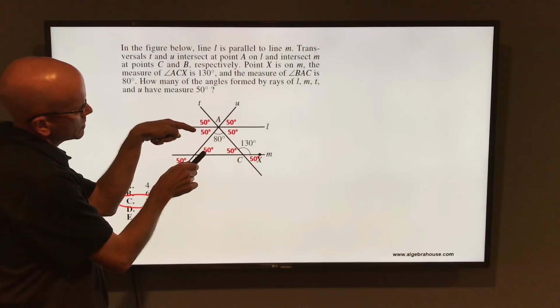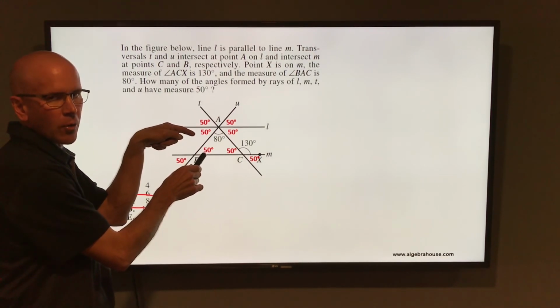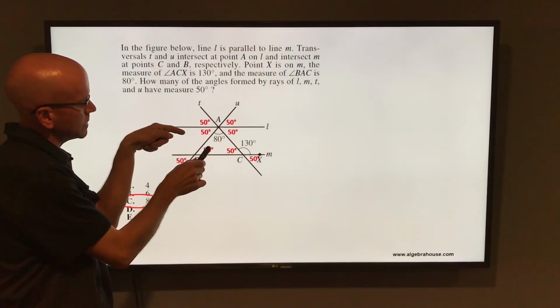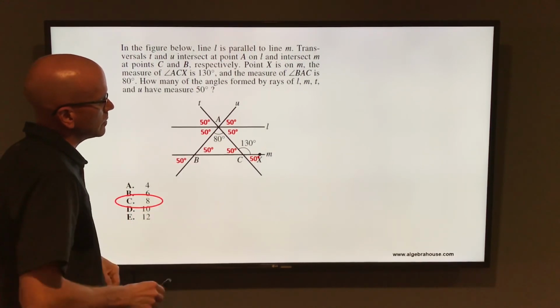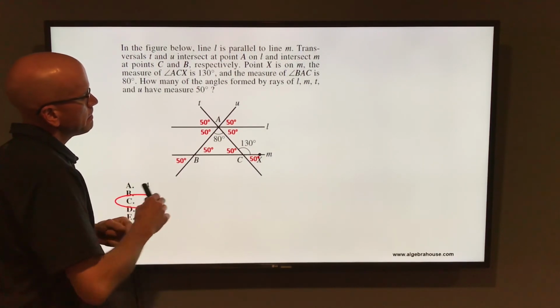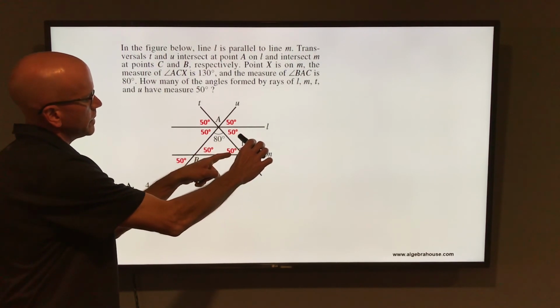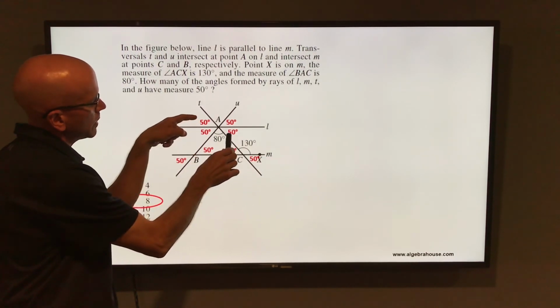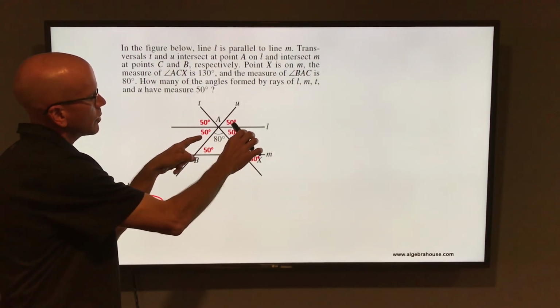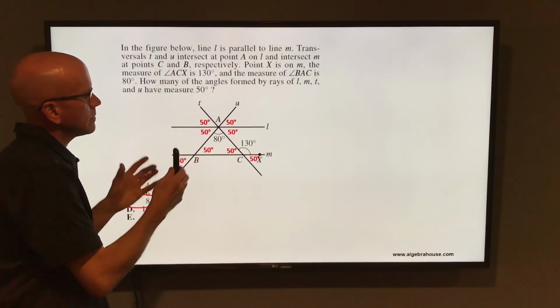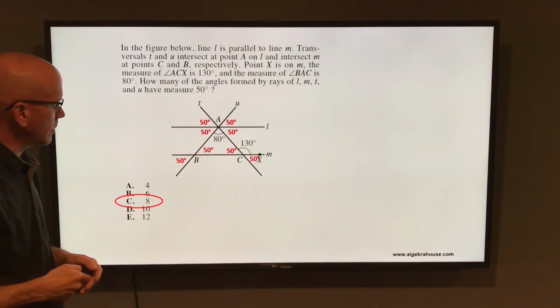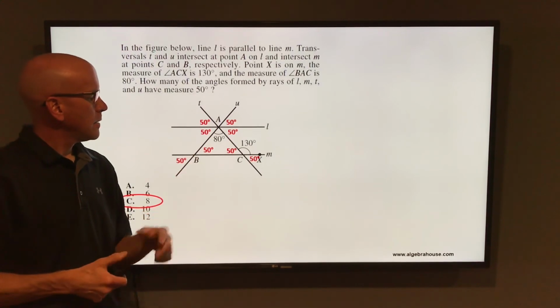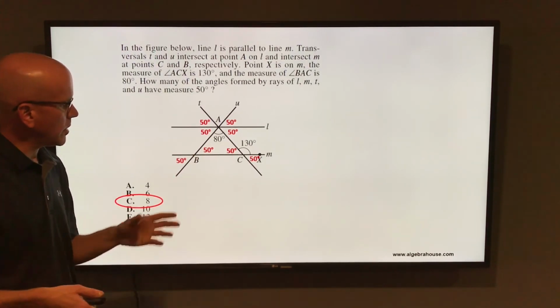These two 50s together are called alternate interior angles. They're on alternate sides of the transversal on the inside of the parallel lines. These two angles are alternate interior angles. These two angles are vertical. Vertical angles, so you can see all the ones we're filling in there are 50s. Letter C, 8. There are 8 50-degree angles.